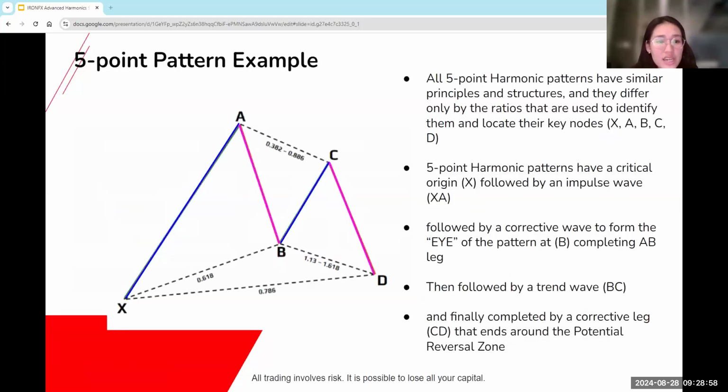Okay, so here's a 5-point pattern example. All 5-point harmonic patterns have similar principles and structures, and they differ only by the ratios that are used to identify them and locate their key points X, A, B, C, and D. 5-point harmonic patterns have a critical origin X followed by an impulse wave XA. That's followed by a corrective wave to form point B, completing the AB leg. Basically this purple level there. And then it's followed by a trend wave, BC, and finally completed by a corrective leg, CD, that ends around the potential reversal zone.